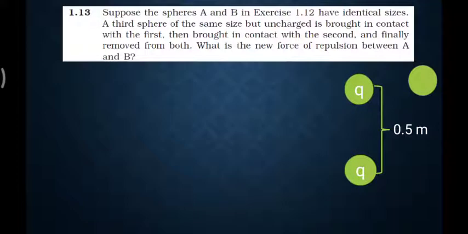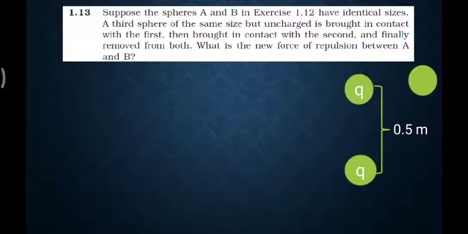Both charges are there, separated by a distance, and then a third object will come into the picture. The third object is brought in, and it is uncharged also. So what is the task now? Please try to understand this.